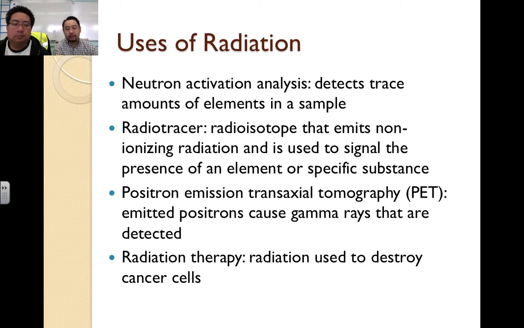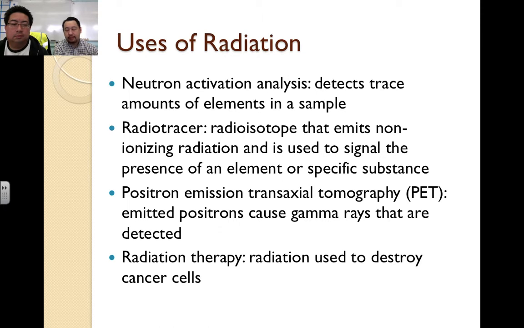Another form of radiation in use is the positron emission transaxial tomography, otherwise known as the PET scan. What happens is positrons are emitted and they bounce off of objects such as your bones or certain differing densities of tissue, and the computer reads it, and we get a different readout on a person's body.